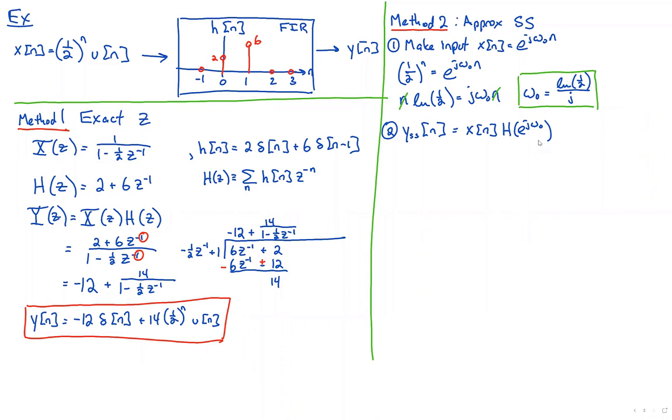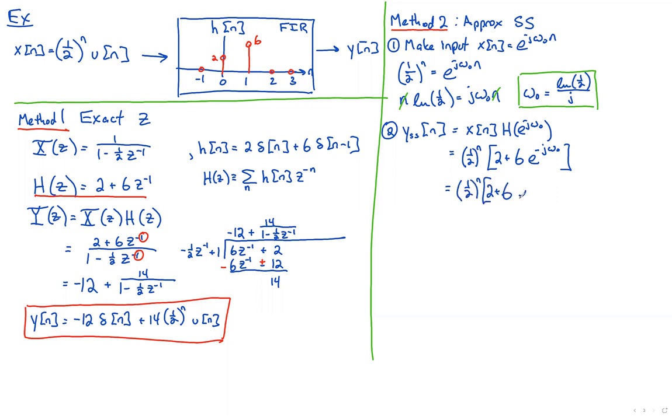And the steady state response is equal to the input times whatever our transfer function is doing at that particular frequency. So our input is 1/2 to the n. And what our transfer function is doing at that frequency is we take a look at our H of z, which is here. And we're going to convert our z to the negative 1 to a DTFT. So instead of z to the negative 1, it's going to be e to the minus j omega naught. But we've just figured out what our omega naught is already, so we'll substitute that in.